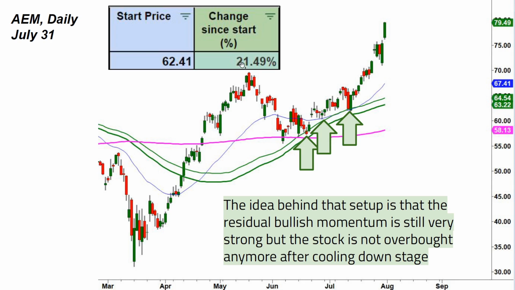It delivered 21.5% from June 23rd until July 31st. And the idea behind that setup again is that the residual bullish momentum is so strong that that kind of limited pullback down does not kill that momentum. Momentum is still alive. The momentum is strong, but the stock is no longer overbought. It's a cool down stage, when it's kind of a bear trap. You could say a bear trap.